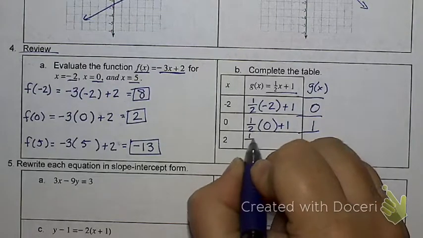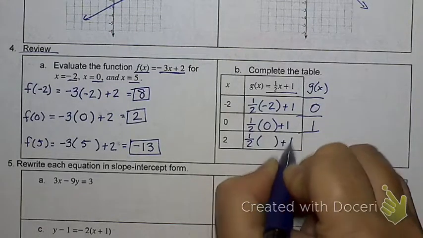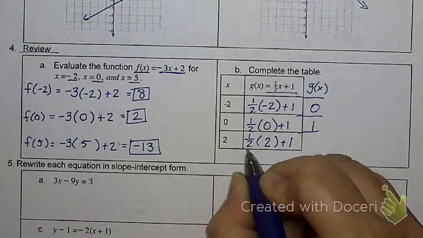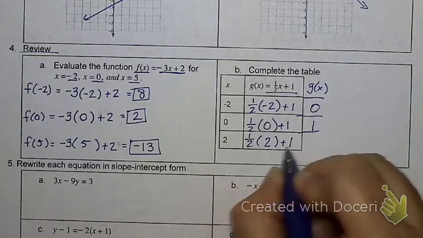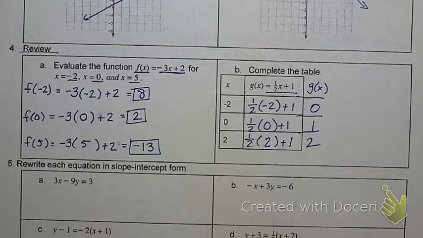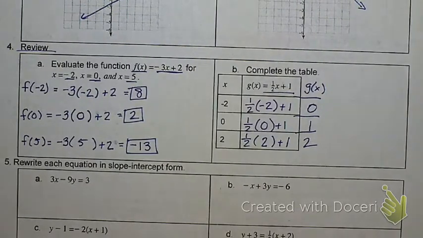And then finally 1/2 x plus 1, and this time I'm plugging in 2. What's 1/2 times 2? 1. Plus 1 is 2. Any questions there?